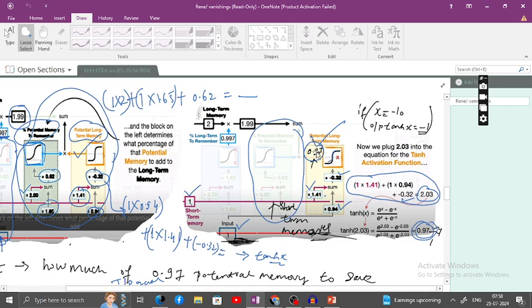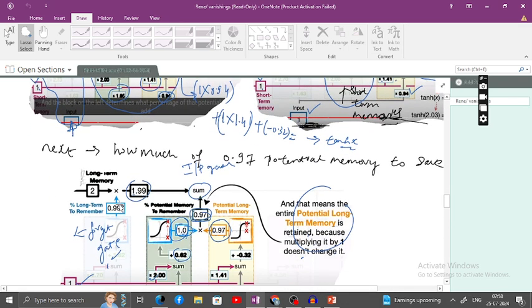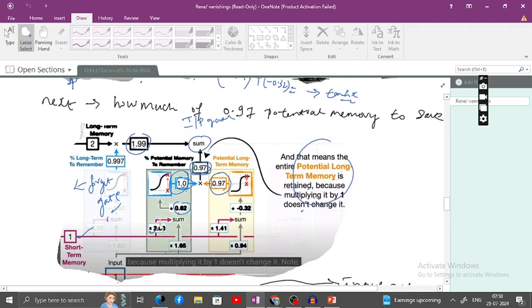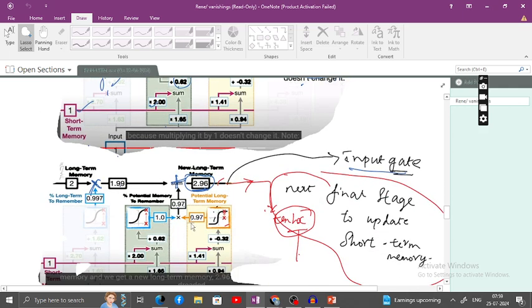So 0.97. See, you are passing a positive number. Suppose instead of a positive number, if you pass x equal to minus 10 inside the tanh hyperbolic function, it will give minus 1. It varies from minus 1 to plus 1, as you already know. Similarly, if you pass this inside the sigmoid function, you get the output as 1. So 1 and 0.97. What I am going to do here is 1 plus 0.97, how much is it?